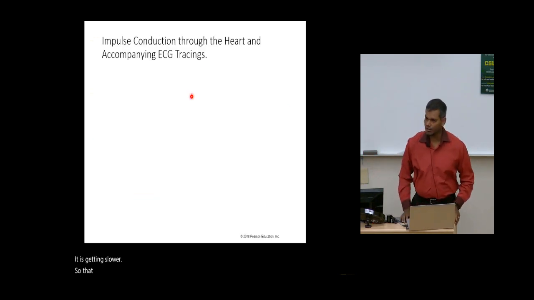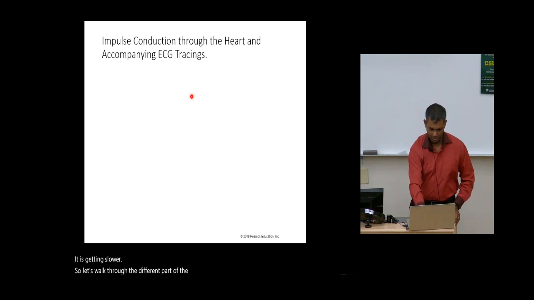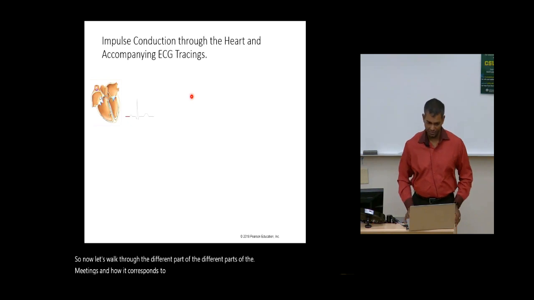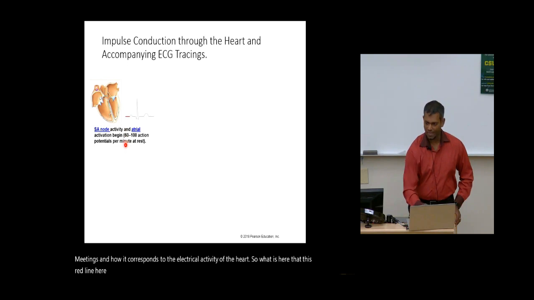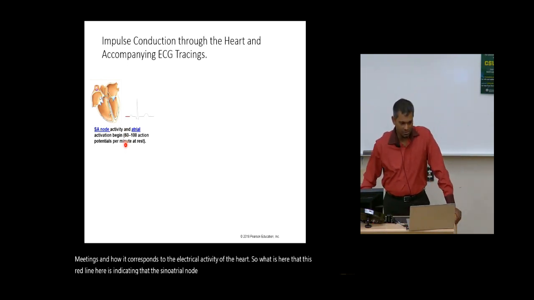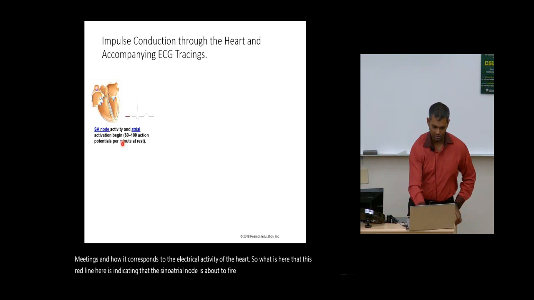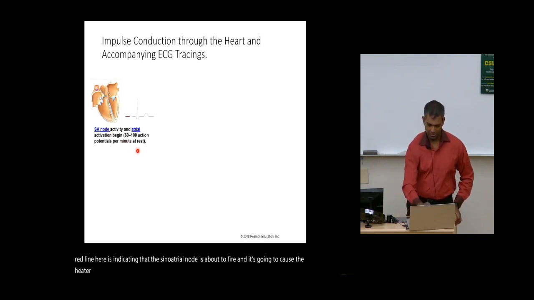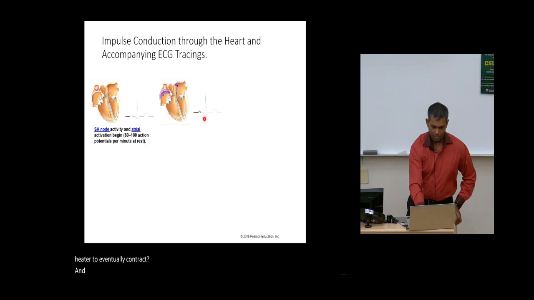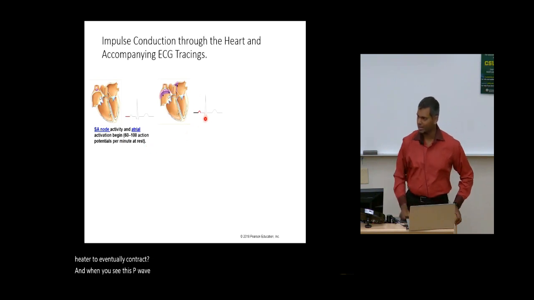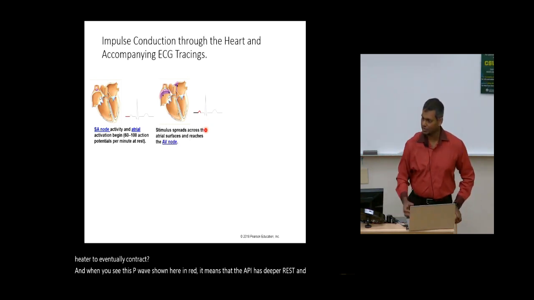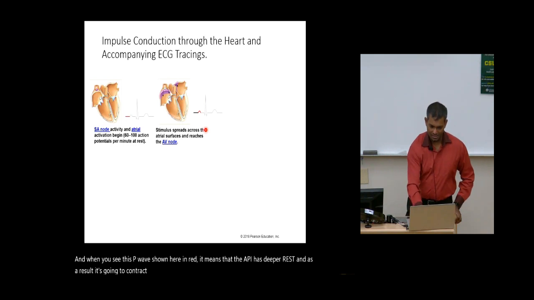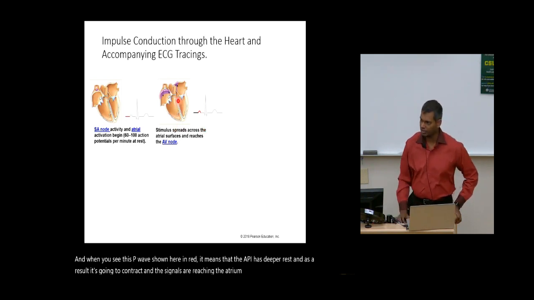So now let's walk through the different parts of the EKG readings and how they correspond to the electrical activity of the heart. So notice here that this red line is indicating that the sinoatrial node is about to fire, and it's going to cause the atria to eventually contract. And when you see this P wave shown here in red, it means that the atria has depolarized, and as a result it's going to contract, and the signals are reaching the atrioventricular node.